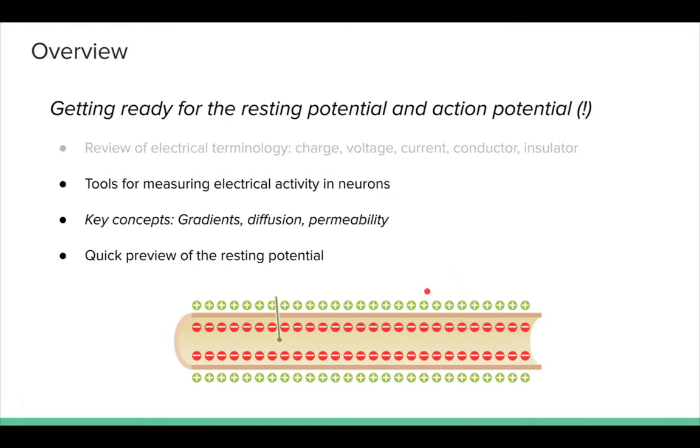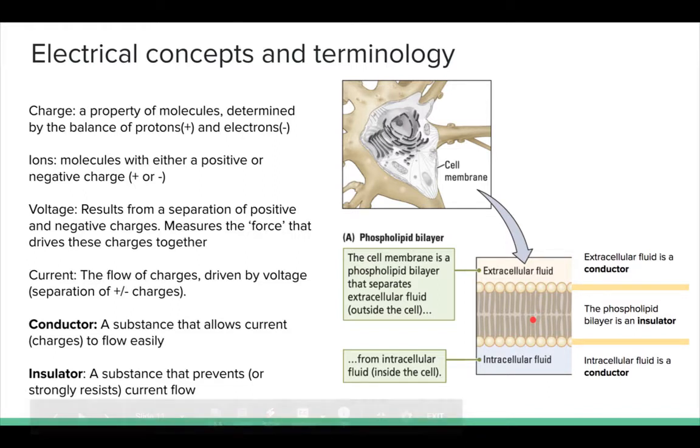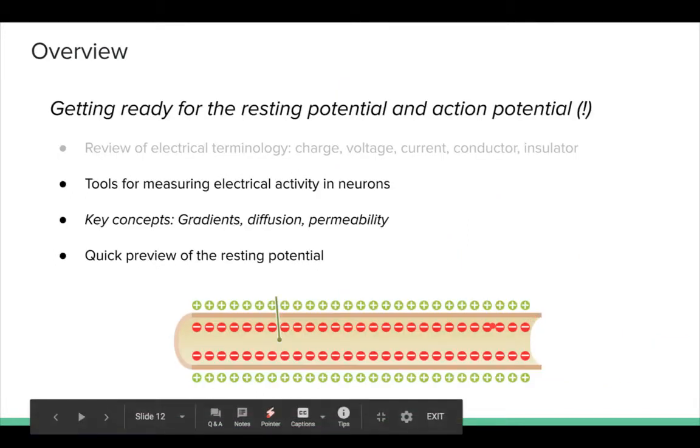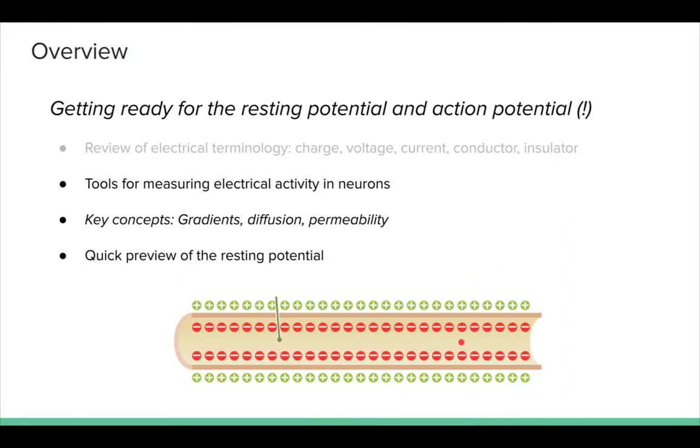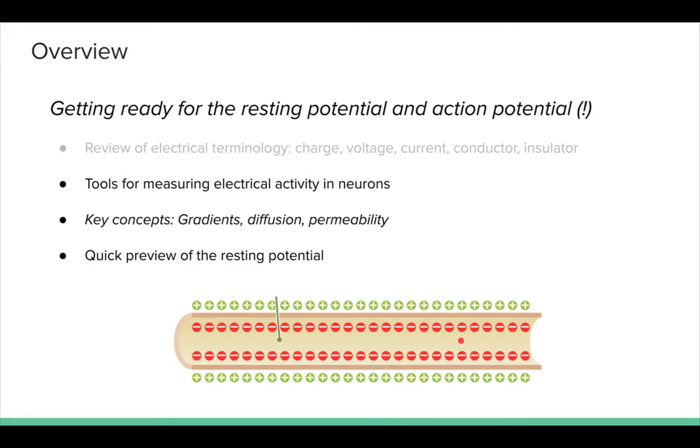Now, as we'll see later, and as I've mentioned before, the neuron's membrane is not just the phospholipid bilayer. It contains channels and other things that do allow ions to pass through. But we'll get to that detail later. The important thing to keep in mind is that, at least when we're talking about the phospholipid bilayer itself, that is an insulator, and that is what allows the neuron to maintain this separation of charges, to maintain this net negative voltage on the inside.